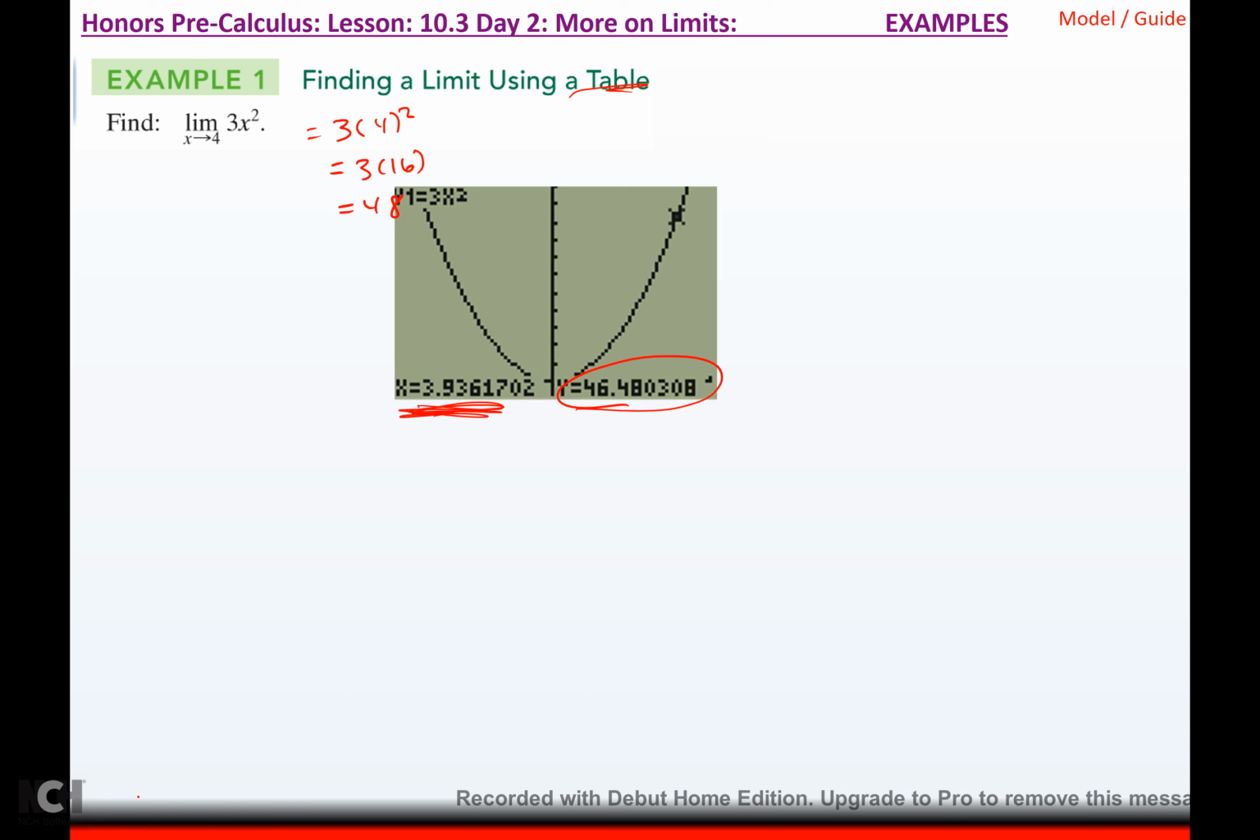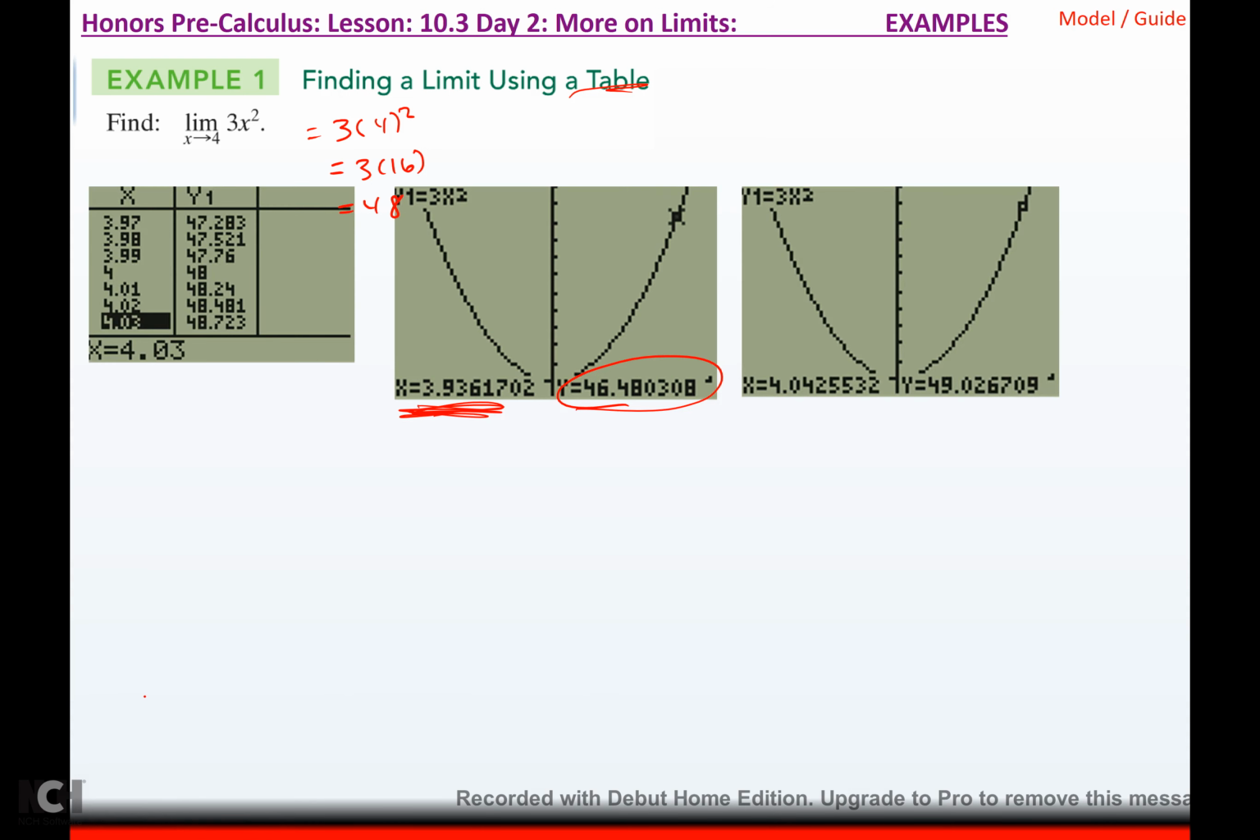It looks like 46 something. Alright, if I look at the table, oh, and here I went a little bit past. Here I was a little bit under 4, here I'm a little bit over 4. So it's somewhere between 46 and 49.